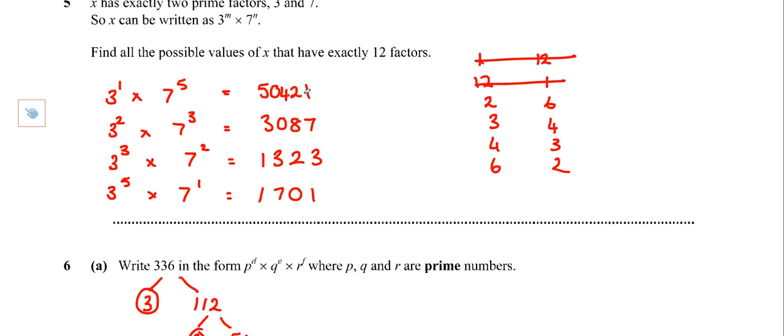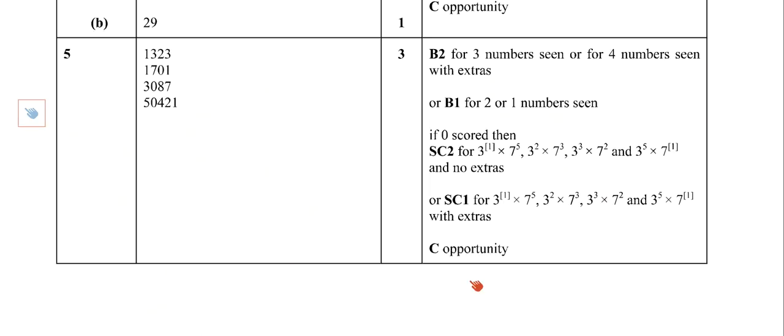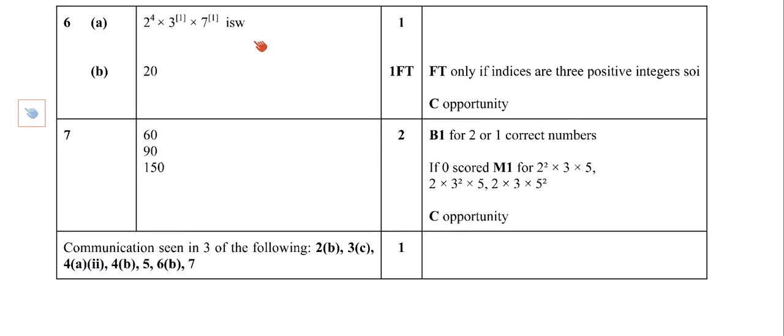If you don't write that out, you just write the answers, okay, you get the 3 marks for correct answers, but you'd lose out on the C opportunity. So get this difference: there are no longer method marks to get the answers, but there are communication chances. All right. 1 mark depending on whether you got these right. Again, a C opportunity if you put the working out. Again, C opportunity. Now, 7 is worth 2 marks for those 3 answers.